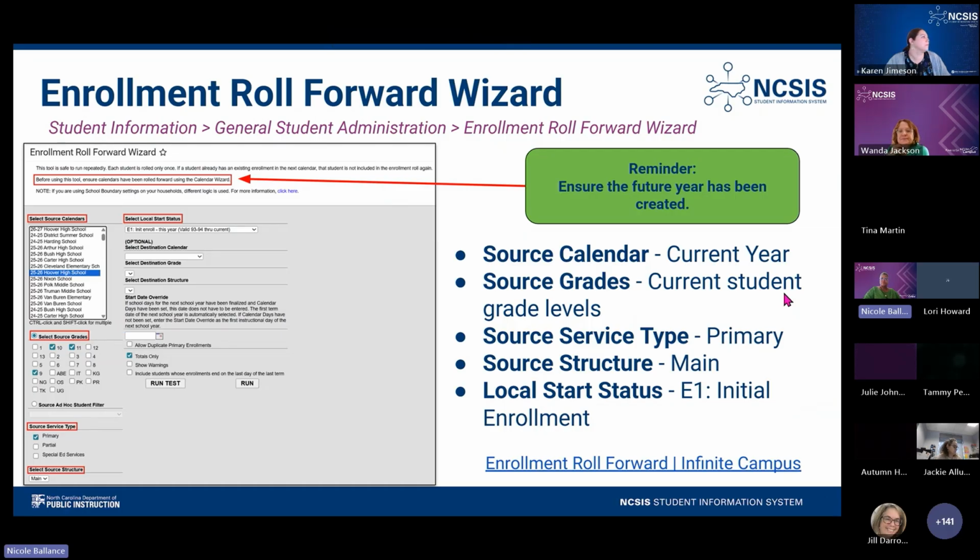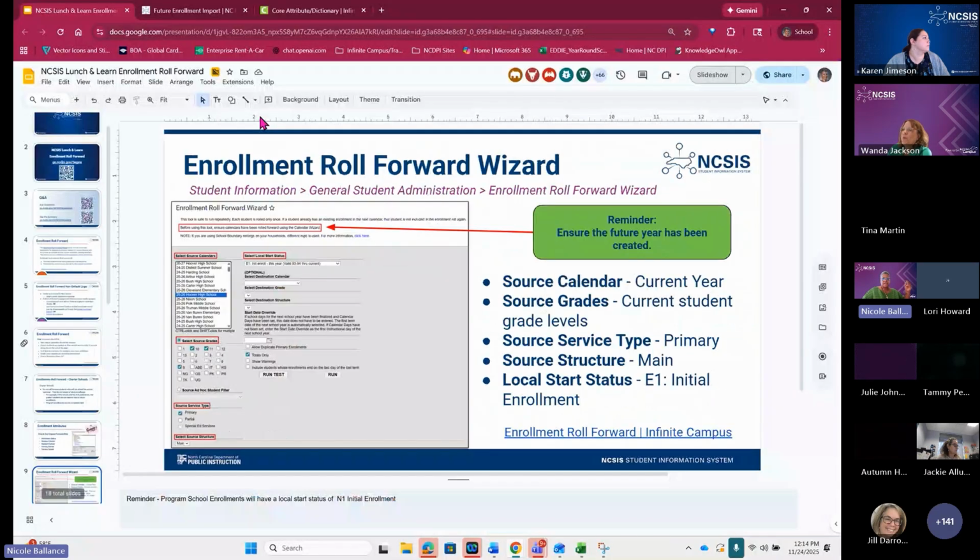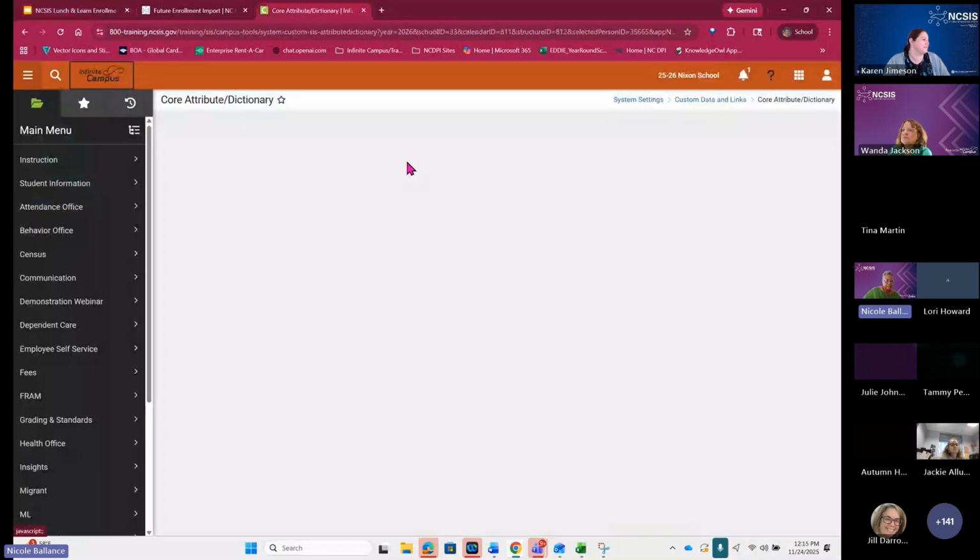Next up, now we have some information about the actual Enrollment Roll Forward Wizard process, but I'm going to go back into my training site and do a demonstration of what this process looks like. The information listed on the slide is for your information, but we wanted to make sure you got to see this magic happen in real and living color.